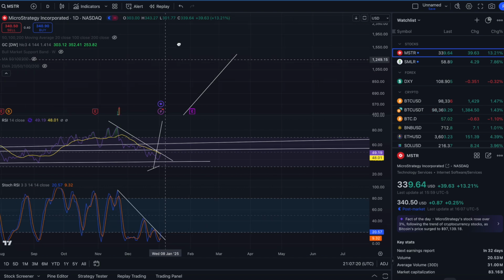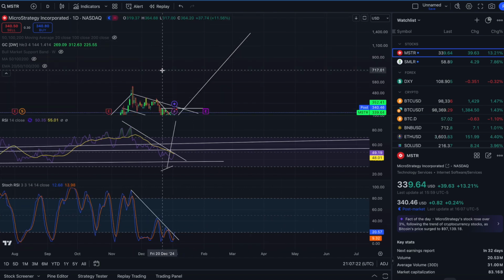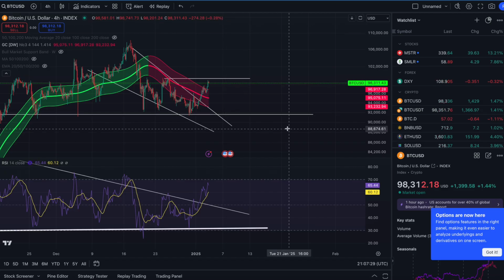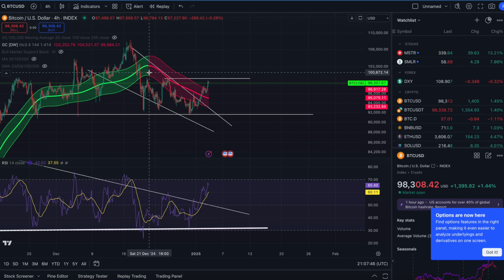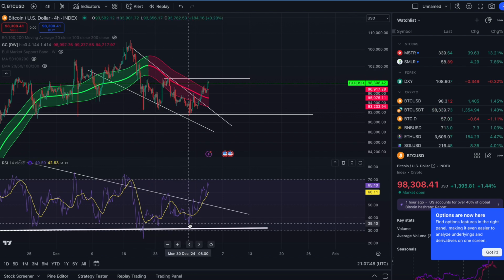Now, everybody knows that MicroStrategy, it all depends on what Bitcoin does. So at the current time of this recording, Bitcoin is at 98.3K. And remember, the level we want to pay attention to is this previous high. So we came up and retested this downwards resistance from this Gaussian channel, and look, we're above the Gaussian channel on the 4 hours, so this definitely looks good, and we're not too overbought yet.